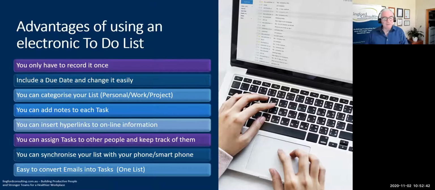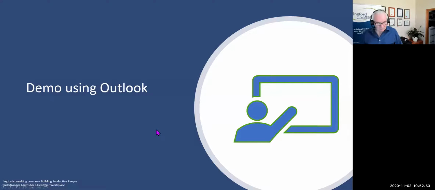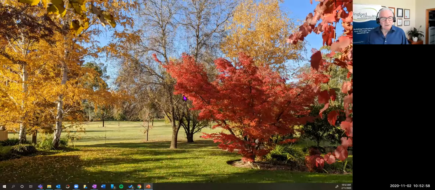And then I convert emails into tasks as well. So I've got one list. I don't have an email list as well as a task list. I've just got one list. Some of them are emails I have to respond to and so on, which sort of comes back to what we did last week. So I'm going to jump out of here now and jump into Outlook.